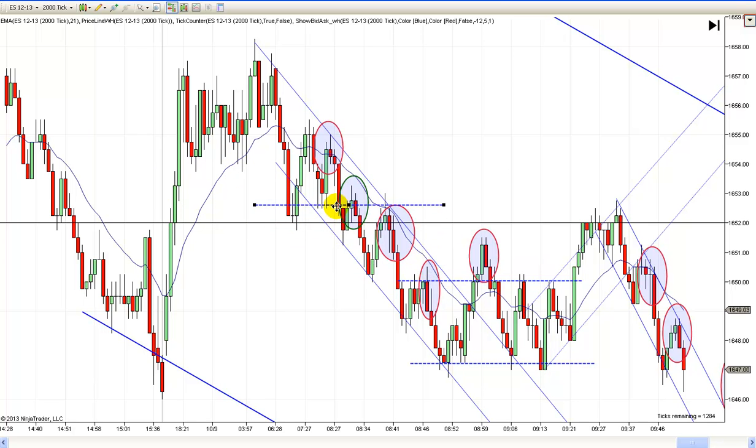Where did I have this? I had it down here to show this little breakout area right across here. And then you come back and you test it. I drew this one in green. It's a breakout pullback short.